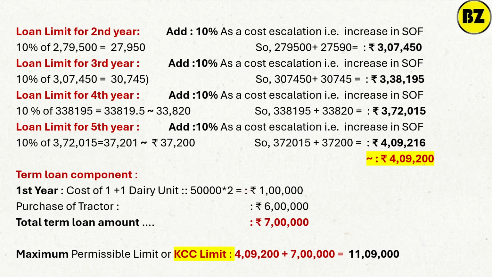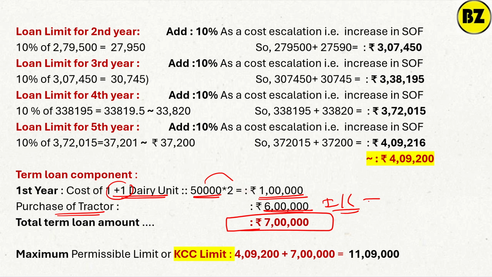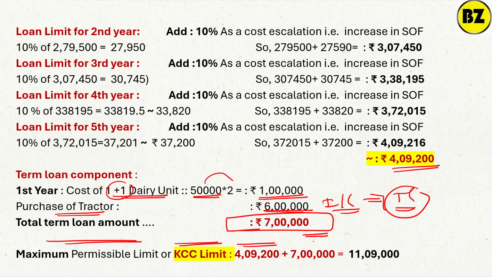Now see about the term loan component. They have given 1 plus 1 dairy unit. For one dairy unit, 50,000 is the cost. So 1 plus 1 means 2, so the dairy unit cost is 1 lakh rupees. Now the purchase of tractor, the cost is 6 lakh. So total cost will be 7 lakh rupees. This is the investment cost, so this will be the part of the term loan. So this is the amount for the crop loan, this is the amount for the term loan. When we add them together, we get the maximum permissible limit, also called the KCC limit. So 4,09,200 plus 7 lakh, you will get 11 lakh 9,000 as the maximum permissible limit.